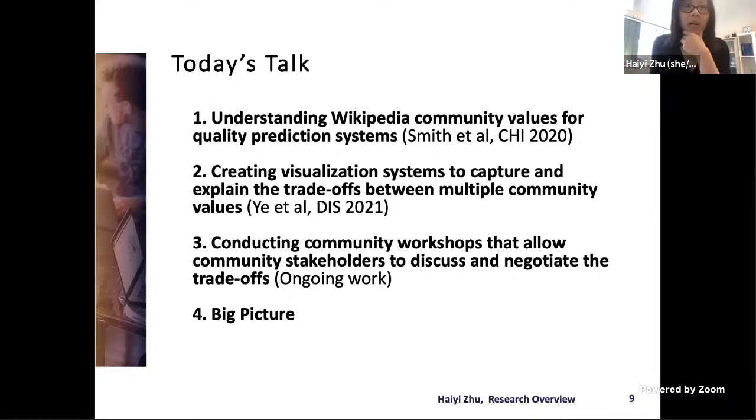And then I'm going to talk about how we created a visualization system to capture and explain the trade-offs between the multiple community values and goals that were identified in the first interview study. And this work is going to appear at CSCW 2021. And next, I'm going to give a brief overview of our current ongoing work, which is to conduct community workshops that allow community members and stakeholders to discuss and negotiate the trade-offs. And finally, I'm going to talk about some of our vision, maybe some big picture and long-term goals.